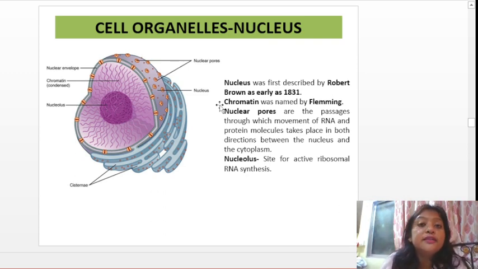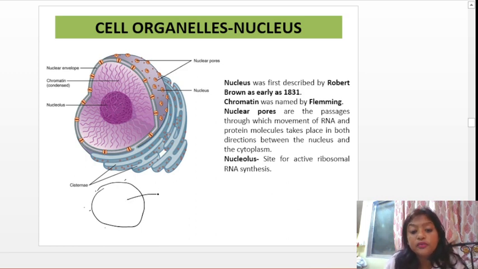So nucleus contains a nuclear membrane. You can see here it contains a nuclear membrane outside. This is also known as the nuclear envelope or nuclear membrane. Now there are pores present. Nuclear pores are present. These are the passages through which movement of RNA and protein molecules takes place, from nucleus to cytoplasm, and from cytoplasm to nucleus.